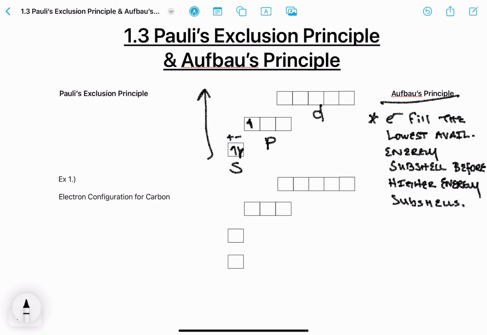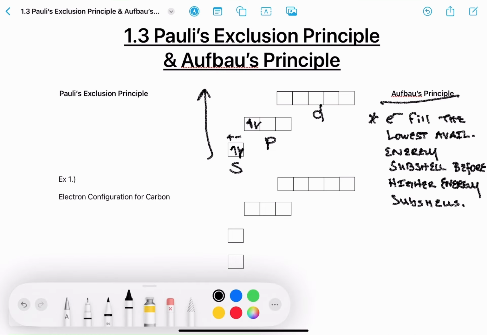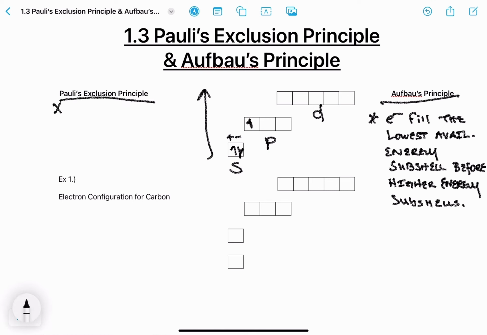Now, the mistake is to add a second electron in that subshell. And so what we do instead is we abide by Pauli's exclusion principle, which states that we're going to fill empty orbitals first. All right, so we'll fill that one, and then we'll fill another one, and then we'll fill another one before we start doubling up. And then we keep working our way up according to Aufbau's principle.